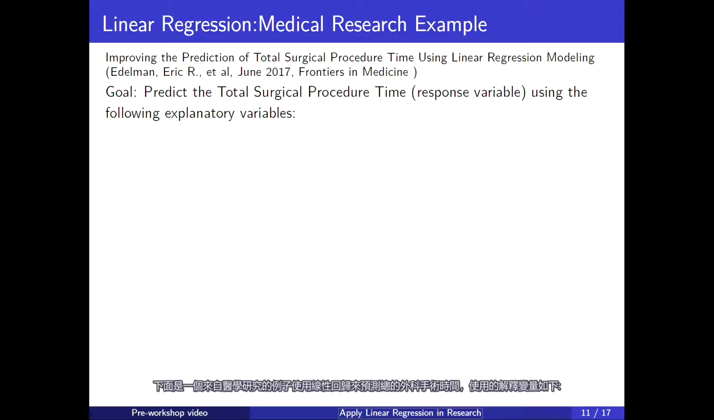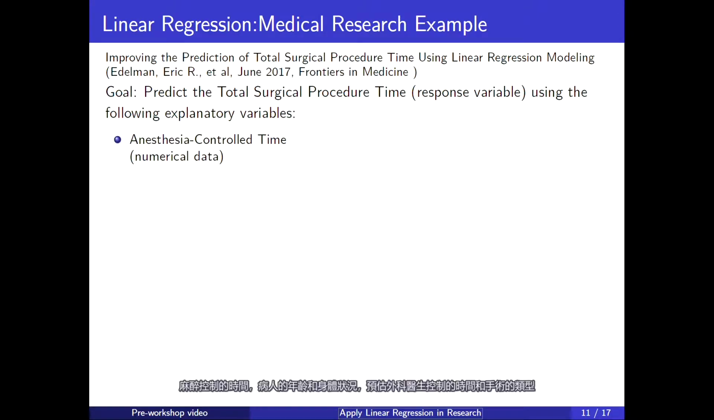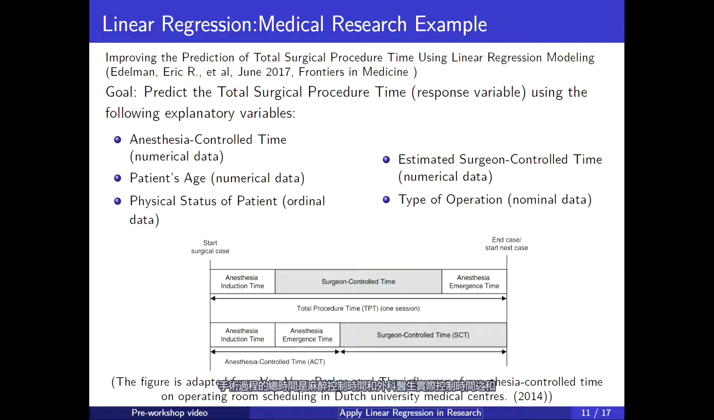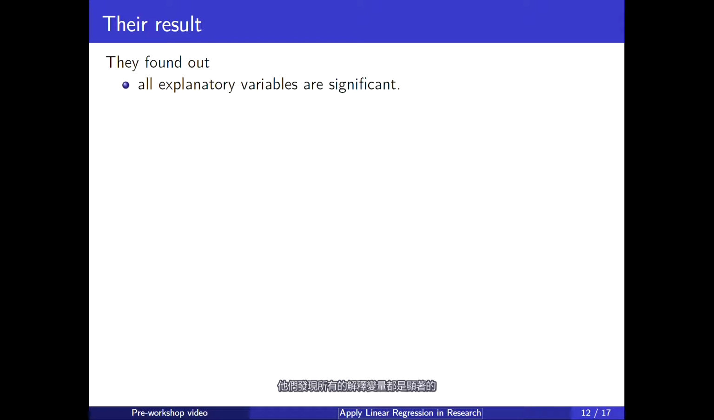Then, an example from medical research used linear regression to predict the total surgical procedure time using the following explanatory variables: asphyxia control time, patient's age, physical stage of patient, estimated surgery control time, and type of operation. The total surgical procedure time is the sum of asphyxia control time and actual surgery control time. They found out that all of the explanatory variables are significant.